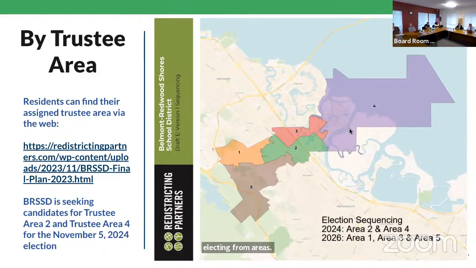Area 2 is what I have been calling the bow tie area of the school district, kind of right in the middle there. Area 4 represents the vast majority of Redwood Shores. So areas 2 and 4 in November 2024, and areas 1, 3, and 5 in November of 26.